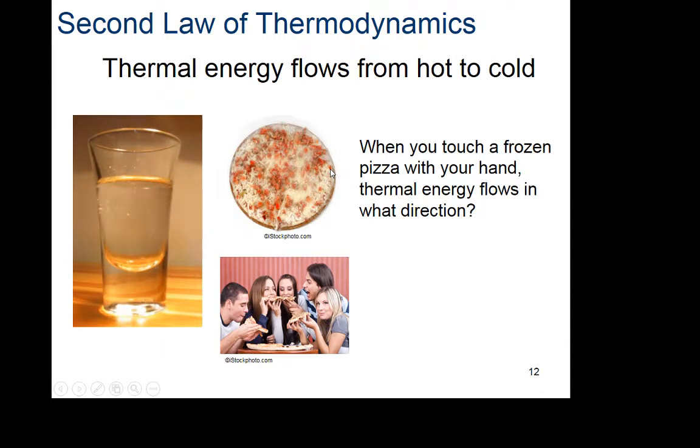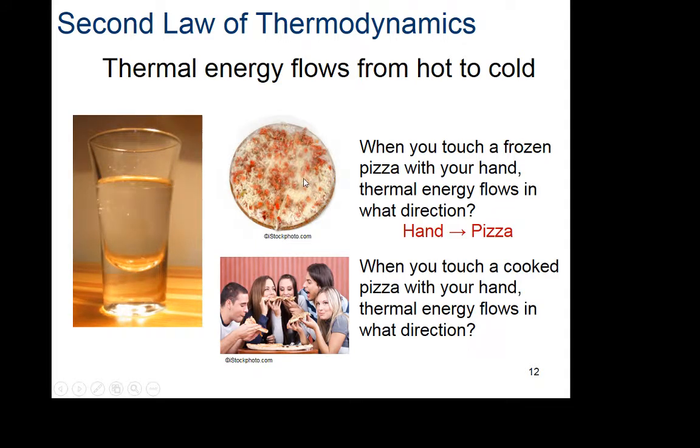Okay, the second law of thermodynamics, the first part of it is pretty simple, and that's that energy flows from hot stuff to cold stuff. So when you touch frozen pizza, energy is going from your hand into the pizza. And then if you touch a hot pizza, it's going from the pizza into your hand. So energy is always flowing from where it's hot to where it's not.